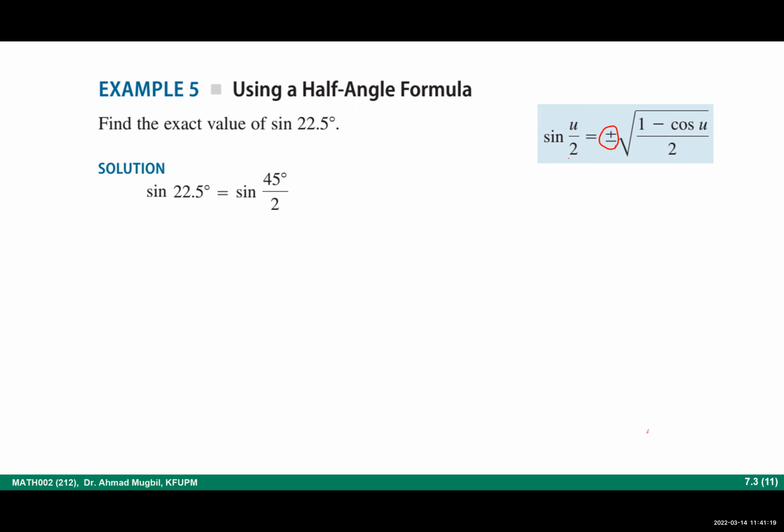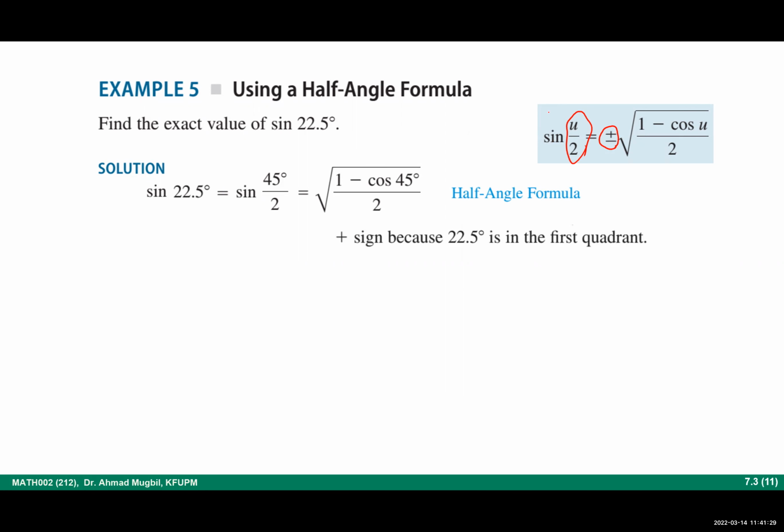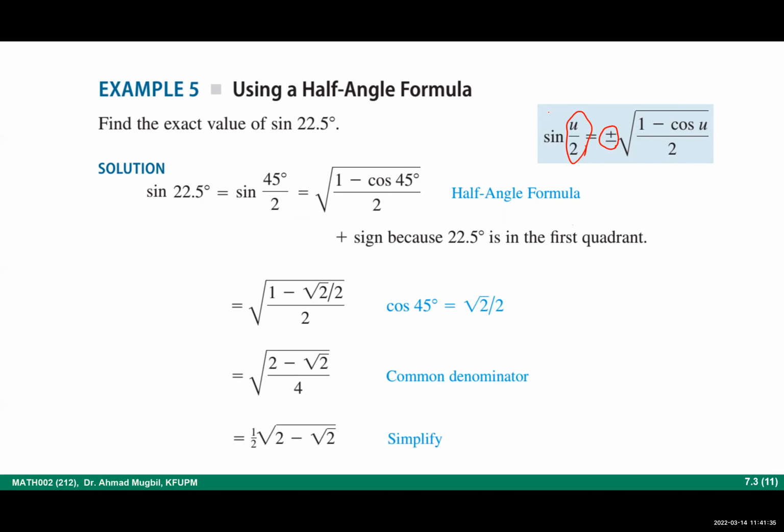It is about this angle. Who is positive or negative? Sine u over 2. So this is in fact positive because the angle 22.5 is in the first quadrant. And you know what is cosine 45. Simplify. This is what you will have at the end. This is the exact value.